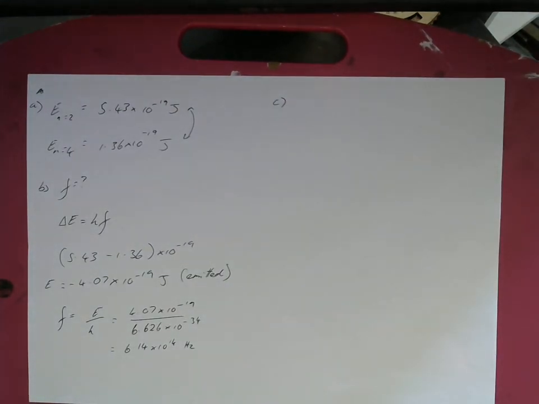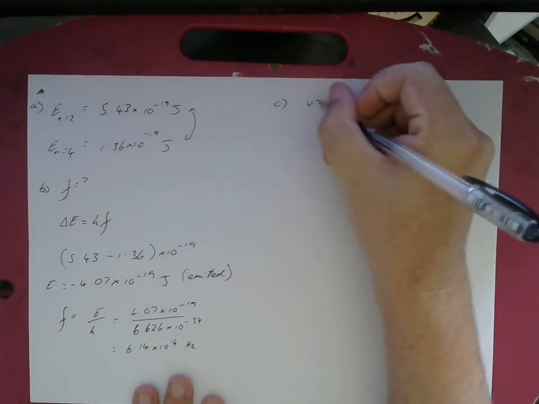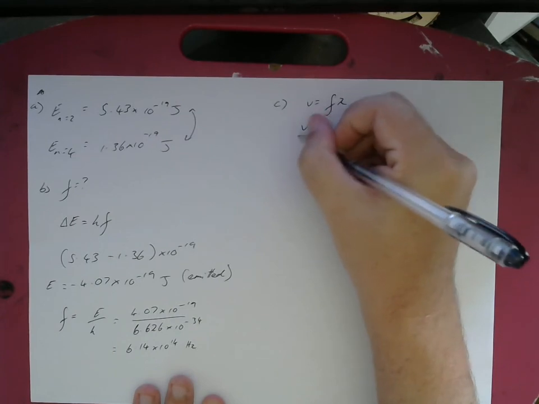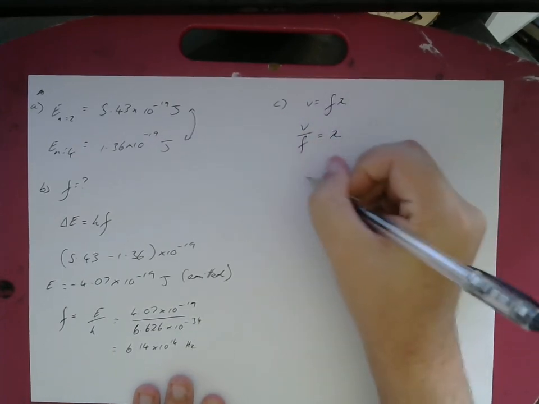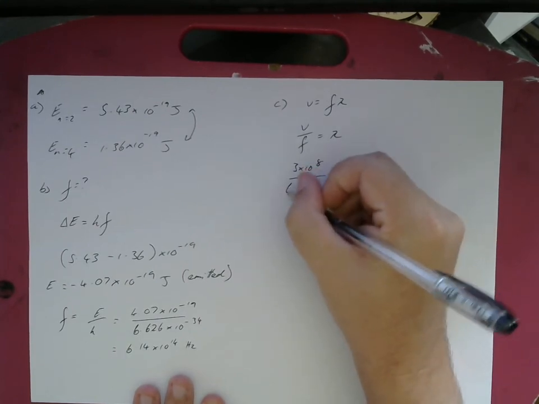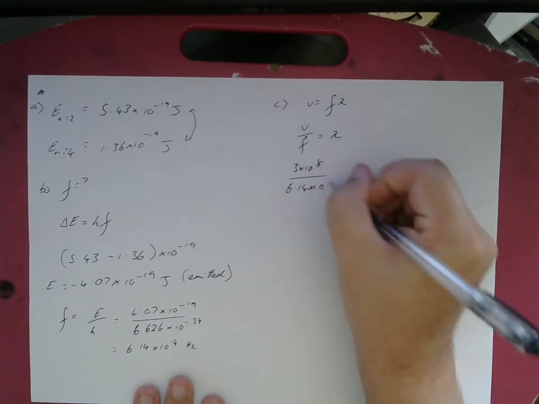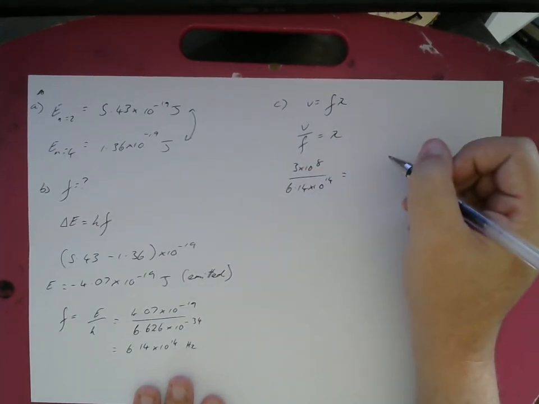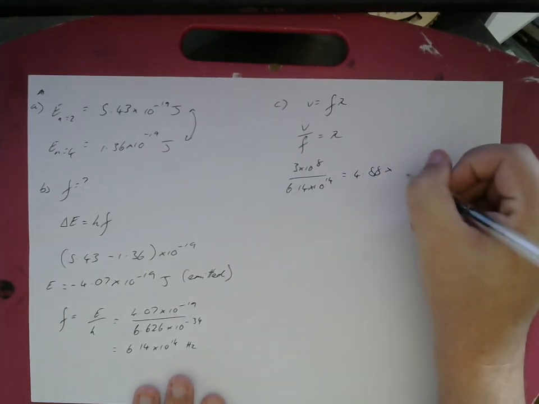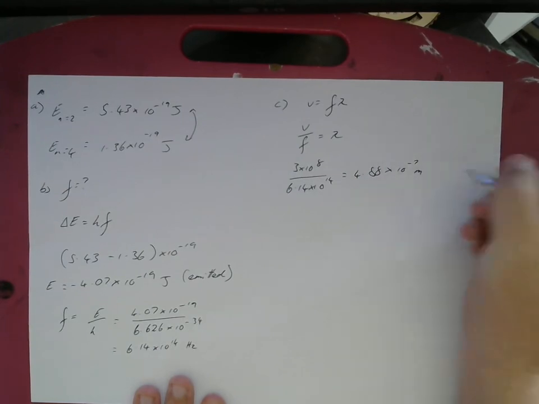Remember, wavelength is V equals F lambda. So we're going to have V over F equals wavelength. Velocity is 3 times 10 to the 8 divided by 6.14 times 10 to the 14 is going to equal 4.88 times 10 to the negative 7 meters.